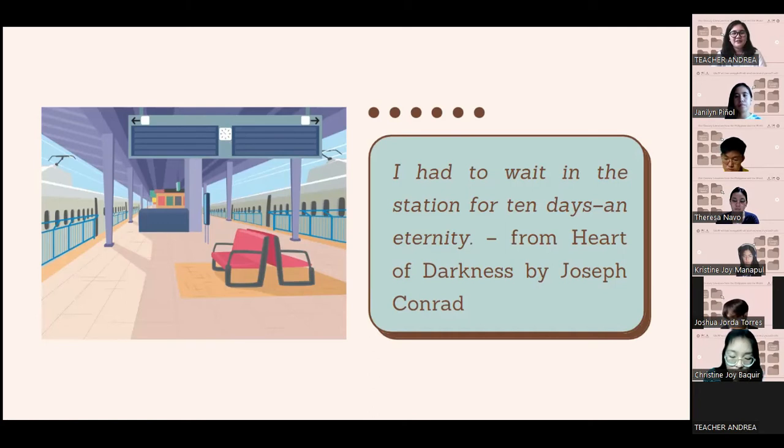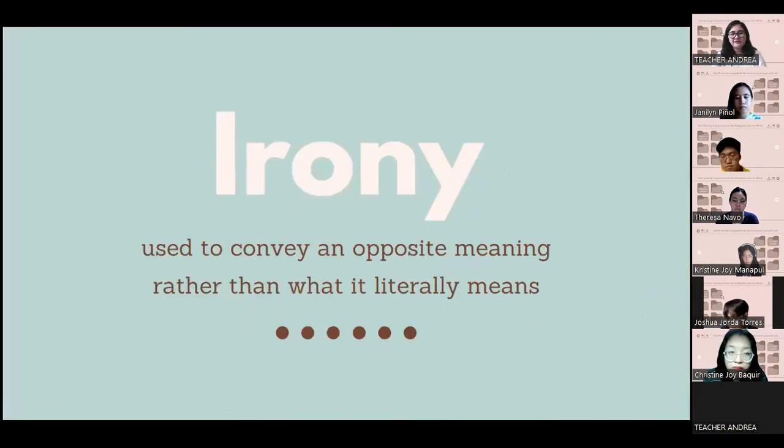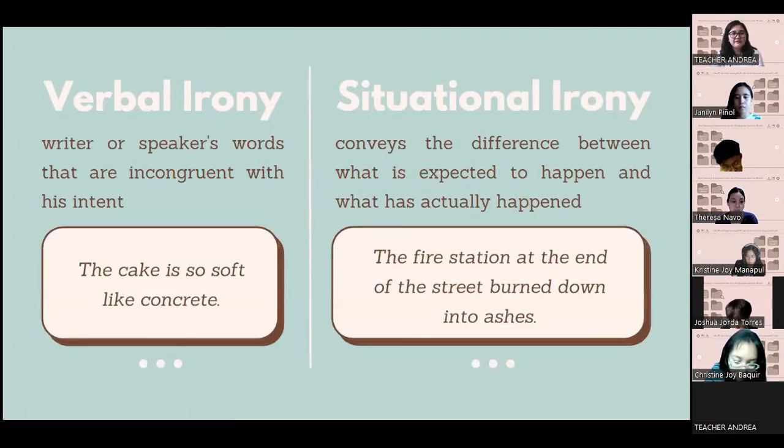And for the next one, by the way, if you have questions, you can raise your hand. And the fourth common figure of speech is irony. It is used to convey an opposite meaning. Meaning when we state the statement, it is not what we literally mean. It is the opposite. By the way, there are two kinds of irony: verbal irony and situational irony. In verbal irony, the writer's or the speaker's words are incongruent with his intent.